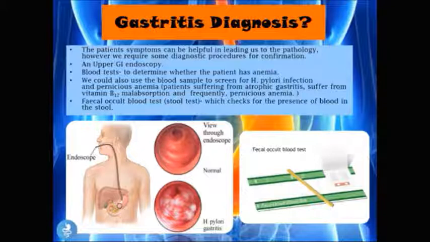And of course, the upper GI endoscopy will show us a clear image. When we put that scope down, we'll be able to see the erosions, the inflammation, the redness of the stomach lining, or the mucosa. So that is the most helpful tool by far in the diagnosis.